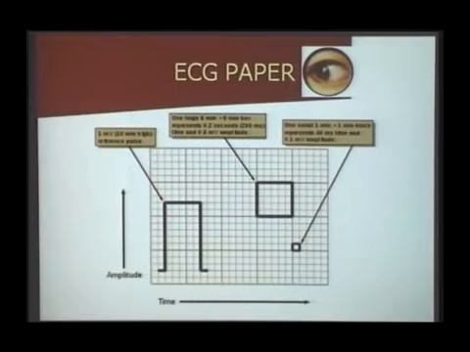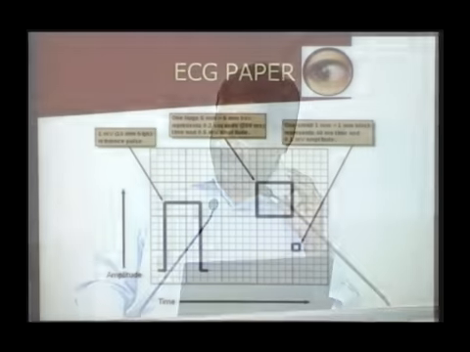So, for that you have to measure what is the duration of the P wave, what is the amplitude of the P wave, what is the duration of the QRS complex, what is the amplitude of the QRS complex. So, measure amplitude vertically, measure duration horizontally. For that, the ECG is recorded at the speed of 25 millimeters per second. Normal ECG speed is 25 millimeters per second, and normally the ECG is recorded in 1 millivolt standardization.